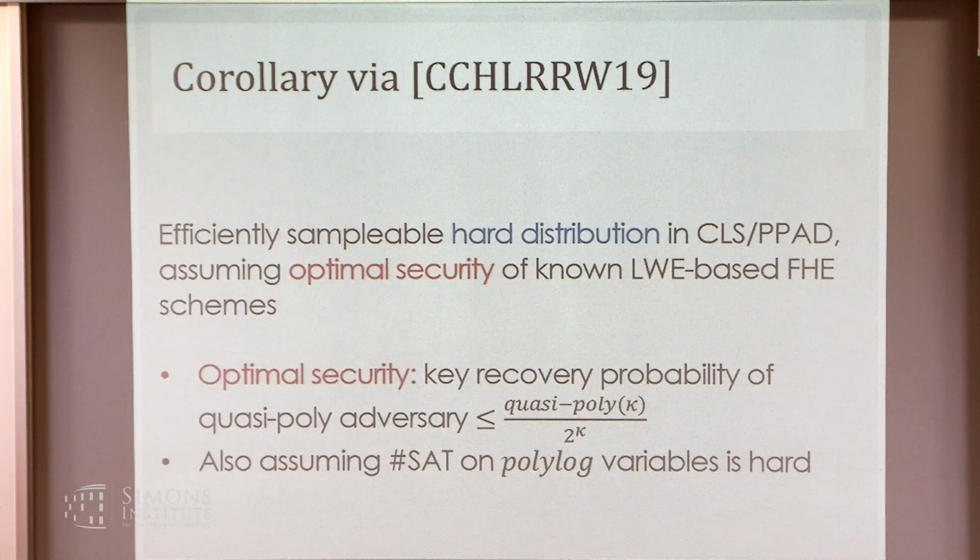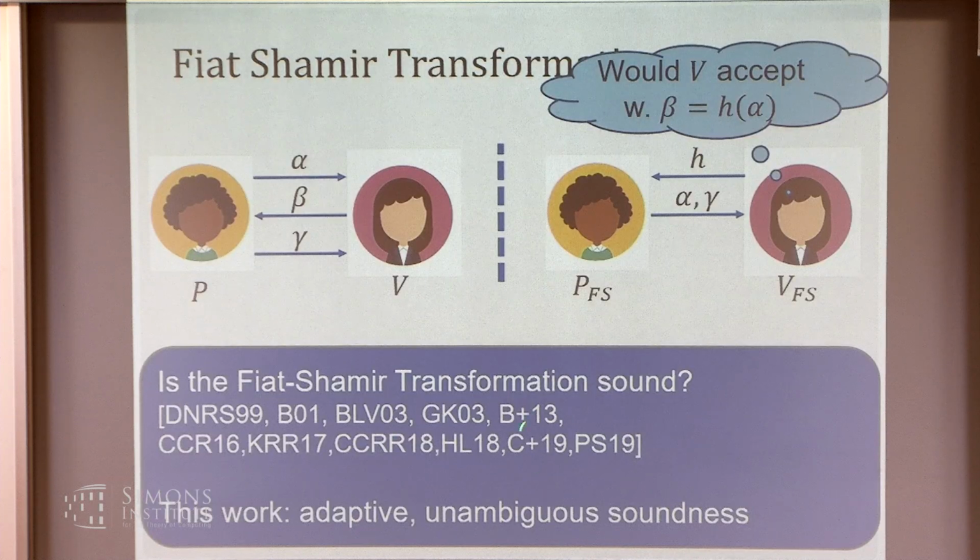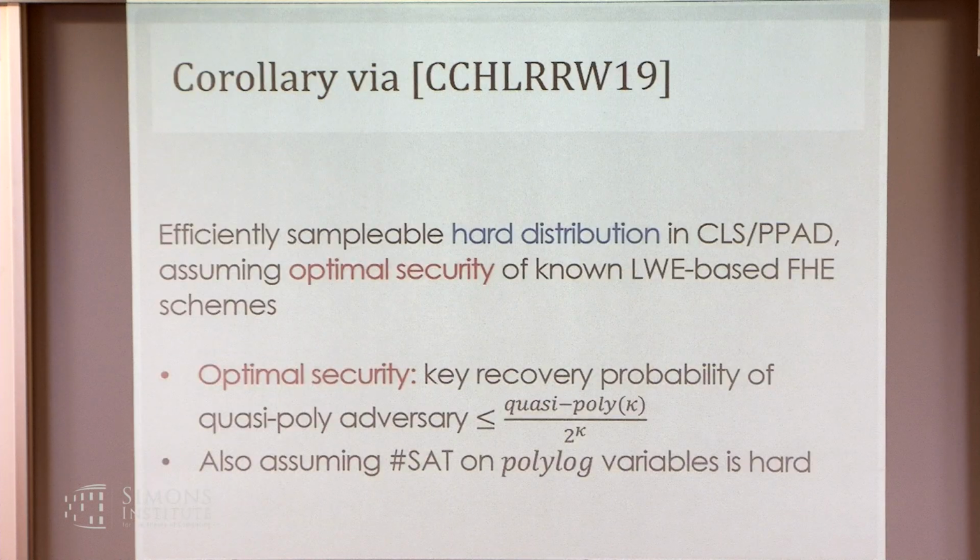Okay, so that's the main result. I do want to say that there's been this progress on instantiating the Fiat-Shamir transformation, and in particular, that does give us a corollary. So there are assumptions under which we know how to build a hash function for which the transformation is secure, and those assumptions would also imply that PPAD is hard. So similarly, we can generate a hard distribution on instances in PPAD, assuming the optimal security of known LWE-based fully homomorphic encryption schemes.